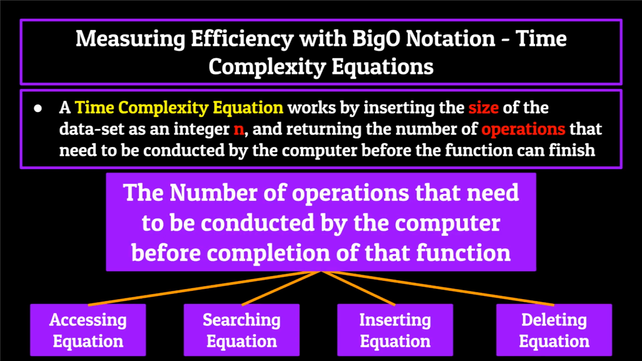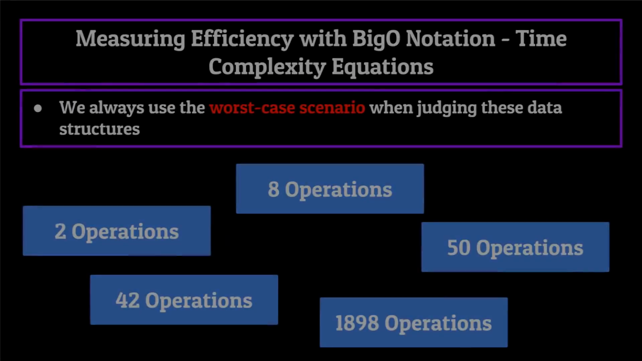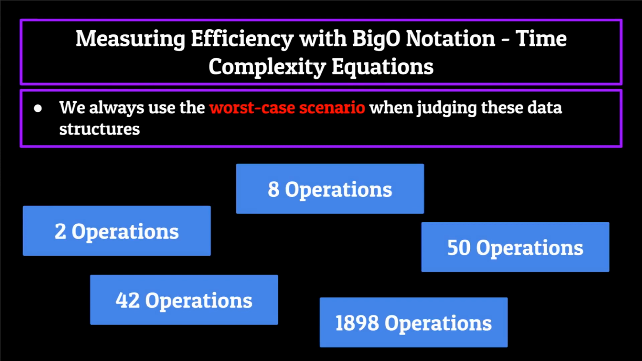It does get a little bit more complicated than this, but for the sake of keeping this series simple, all you need to know is that these equations help represent efficiency amongst different data structures. Also, an important thing to note here is that we always use the worst case scenario when judging these data structures. This is because we always want to prepare for the worst and know which data structures are going to be able to perform under the worst conditions. You'll see what this means in greater detail a little later on once we start putting this into practice, but for now just keep in mind that when judging data structures, we always use the worst case scenario.